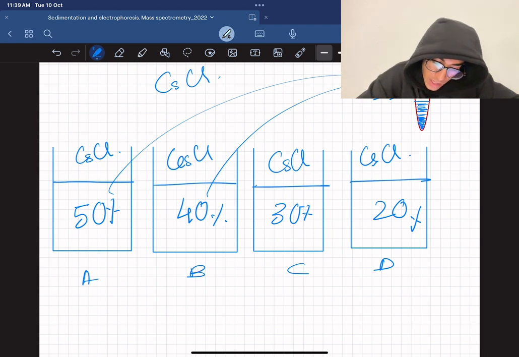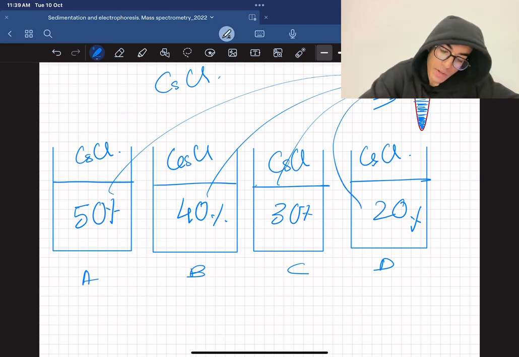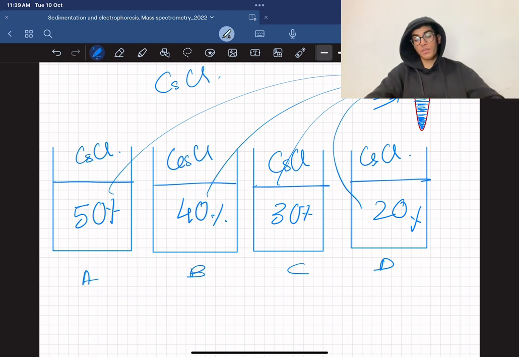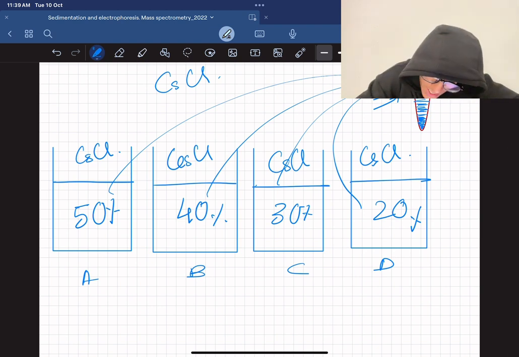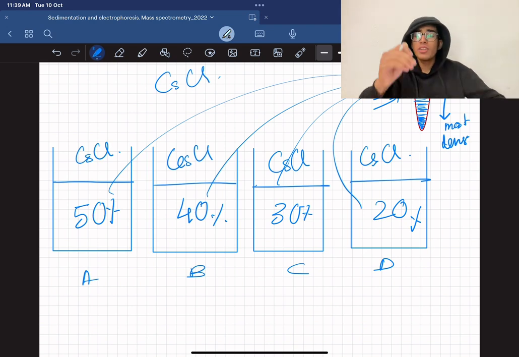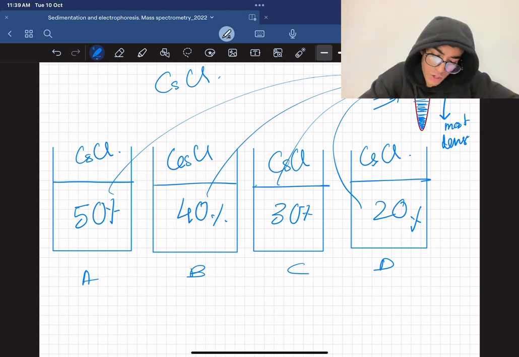Okay? Then I add my 30%. 30% is deposited here. Then I add my 20%, and my 20% is deposited here. Okay, so as you can see over here, there's a density gradient formed. This is the most dense, this is the least dense, and since we know the density of CsCl, we can determine if a molecule stops.